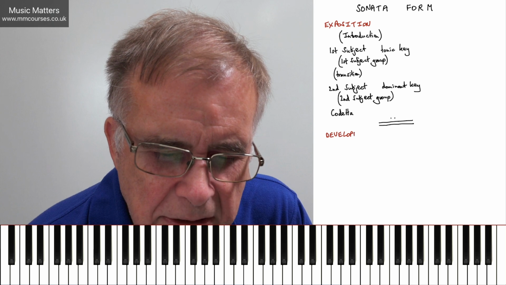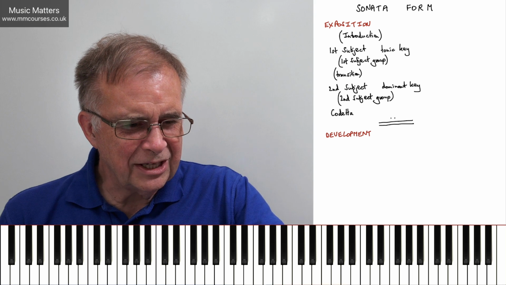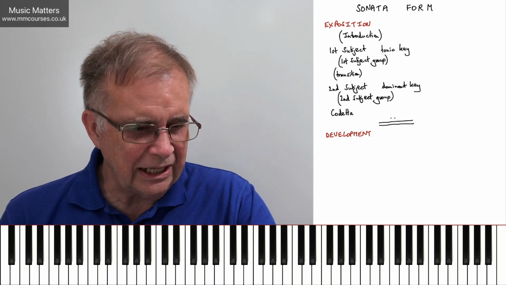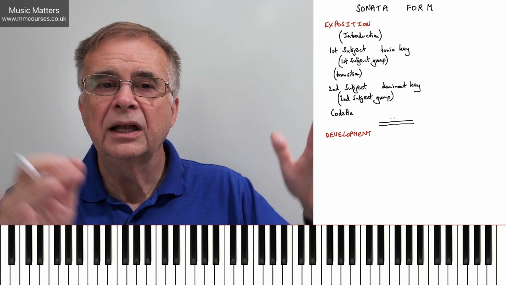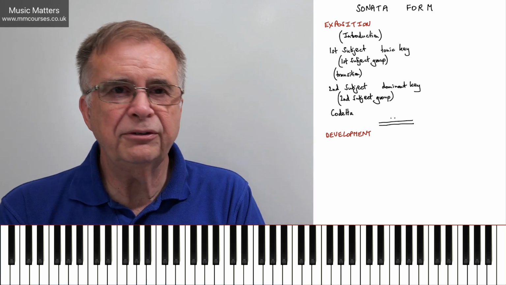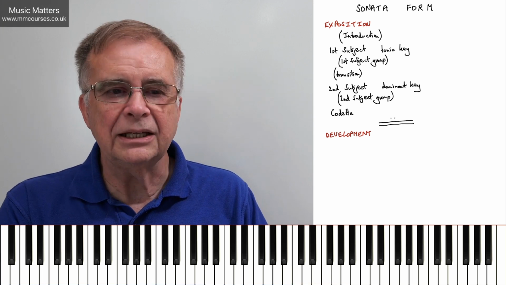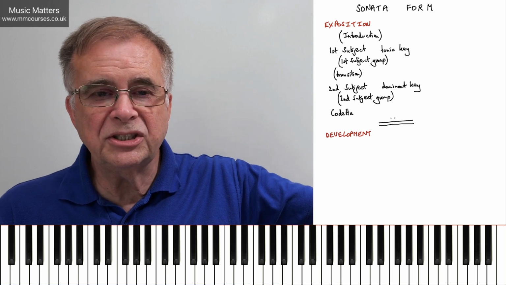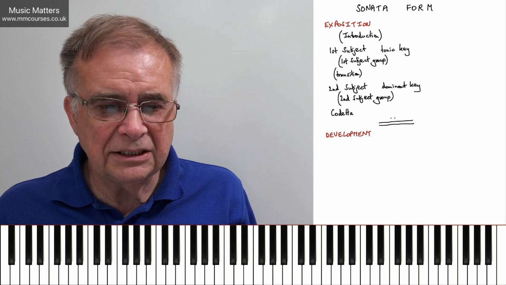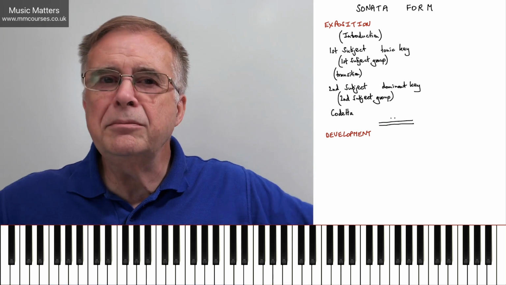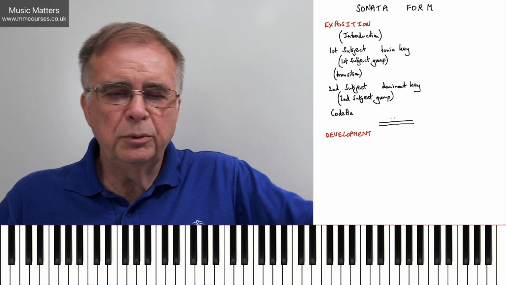Development, says he, making sure he's got a spelling that makes sense. So the development section is really what it says on the tin. We're taking ideas from the exposition and we're developing them. So we might take the first subject, for example, and have it in a different key. If my exposition started in C major for the first subject, and the second subject was in G major, I might decide in the development section to go to A minor, the relative minor of the original tonic key. And from there, I might explore some other keys.